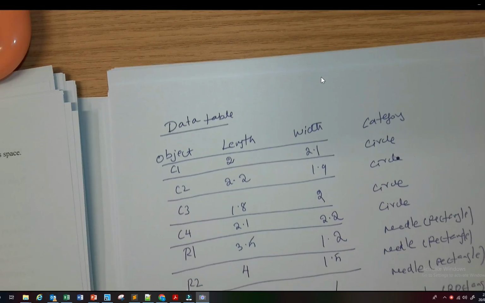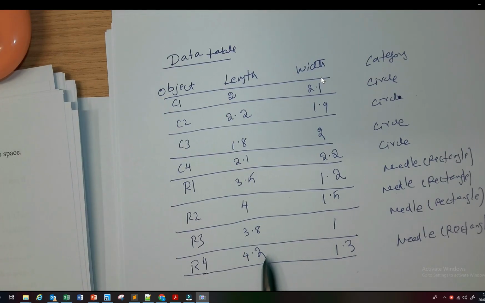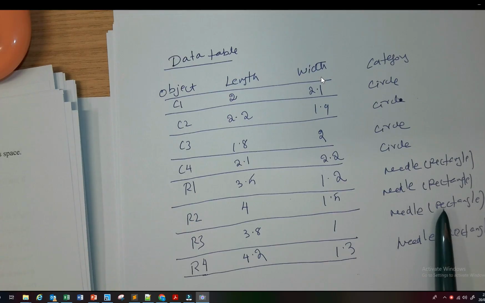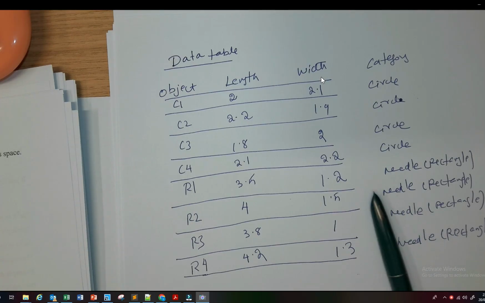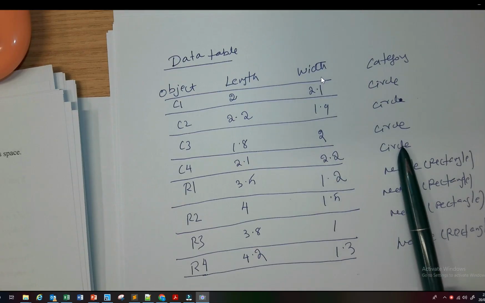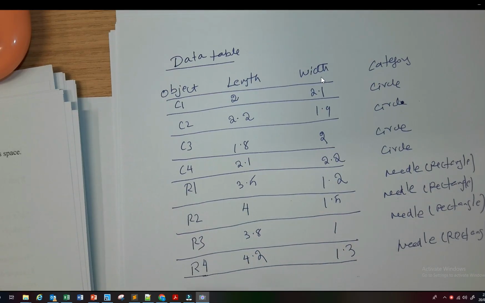So in this video, we will try to solve a problem using the support vector machine. We need to draw the hyperplane that separates circles from the rectangle shape. Let's say we have different objects: 4 objects that are circles and another 4 objects that have a rectangular shape.